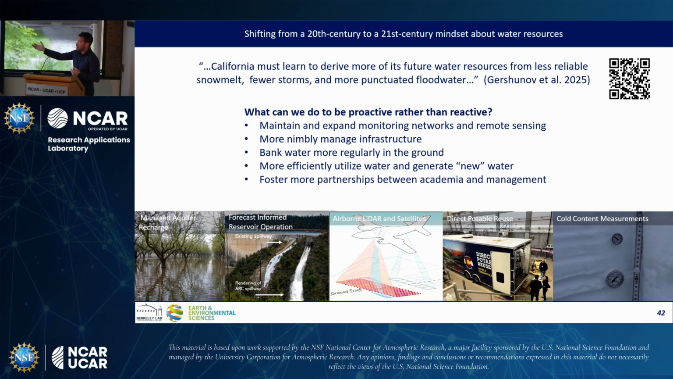I think these five bullet points are really nice science-forward strategies to start to be more resilient and proactive to these snowmelt extremes.